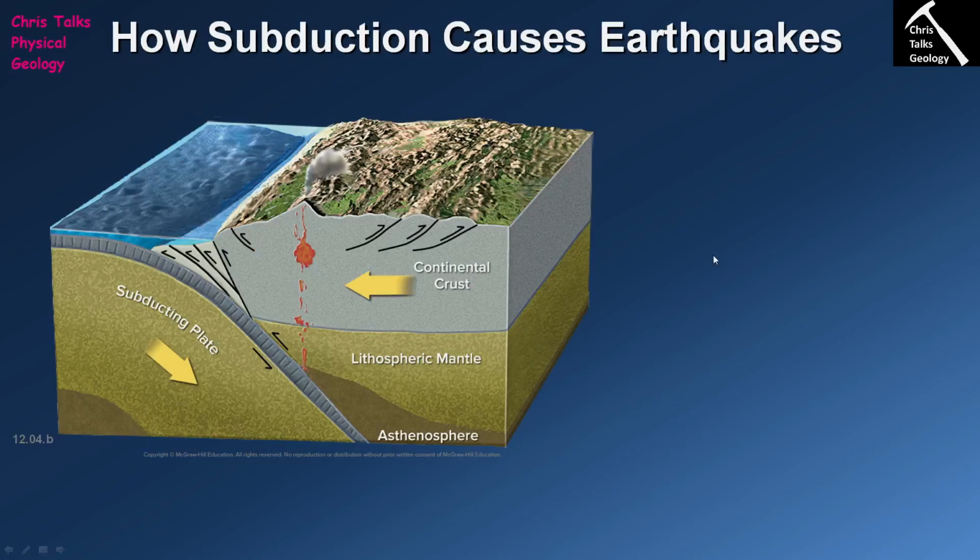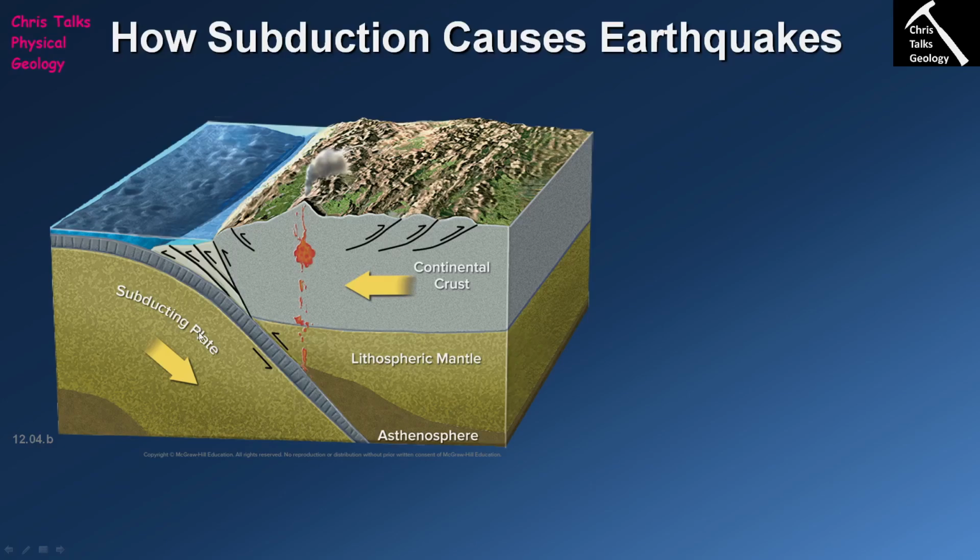So the other types of boundary where we can get earthquake activity occurring are continent-ocean and ocean-ocean convergent boundaries. Now, in both of these situations, as we've discussed, we have a piece of oceanic crust which is subducting down into the Earth's mantle.